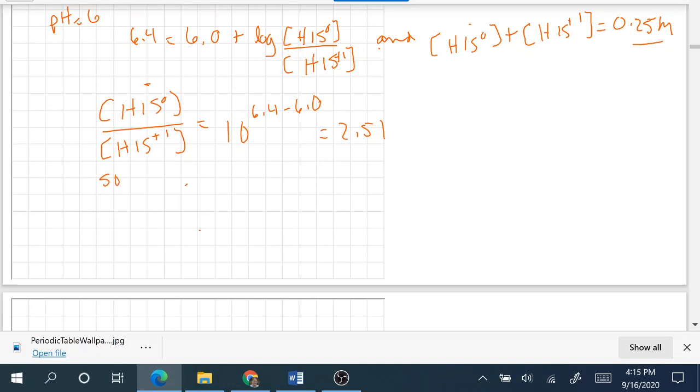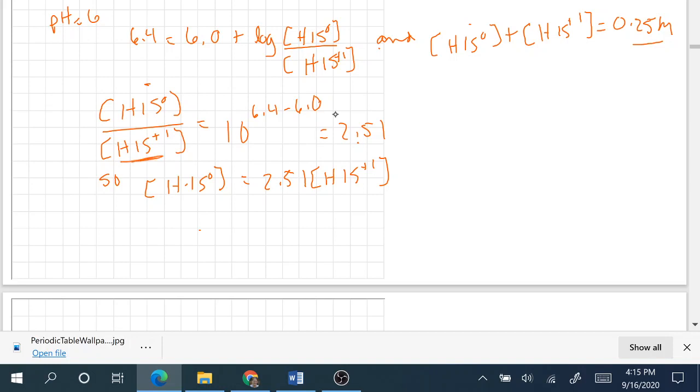So we can say that His 0 is equal to 2.51 times His plus 1. Okay, so what I did, I multiplied 2.51 times this species right here to get His 0 on its side by itself. Okay, so now we can plug into our second equation up here. So we can say His 0 plus His plus 1 is equal to 0.25 molar.